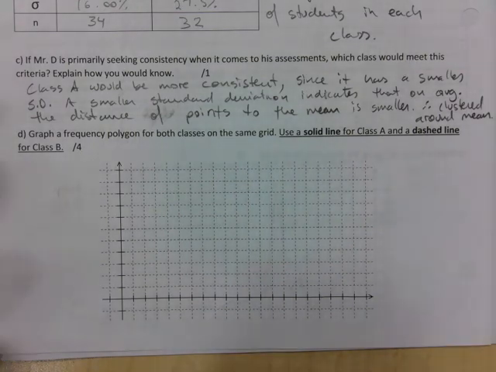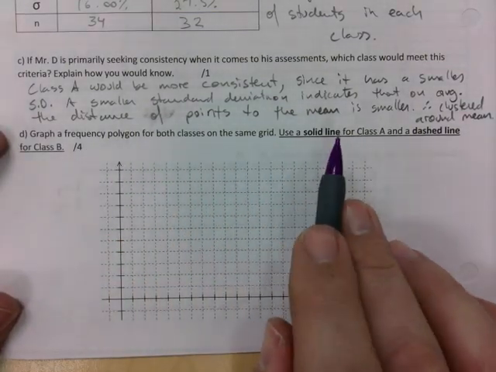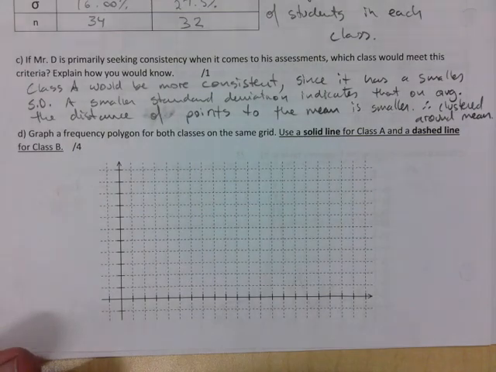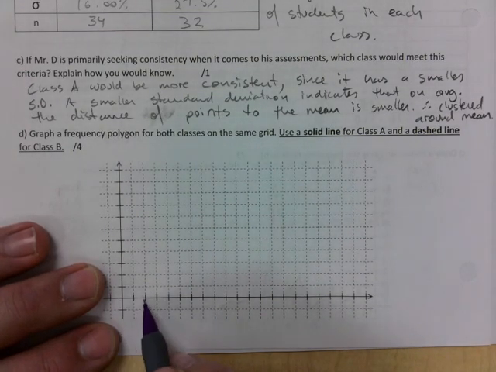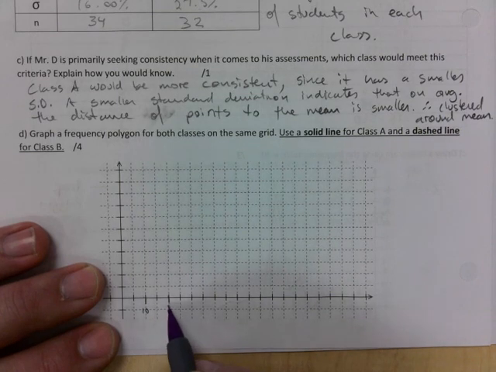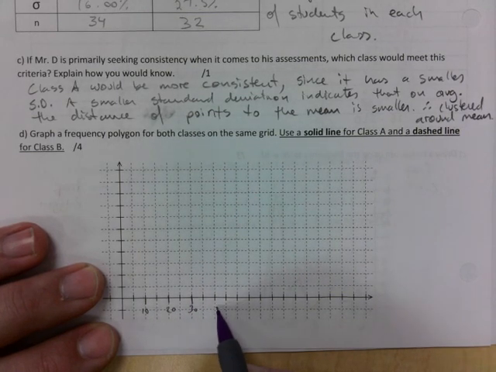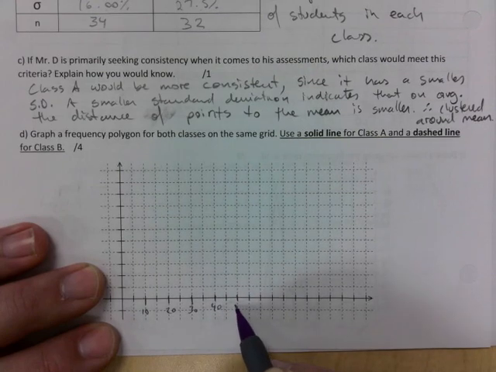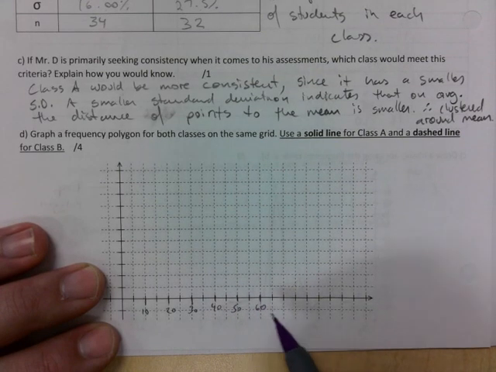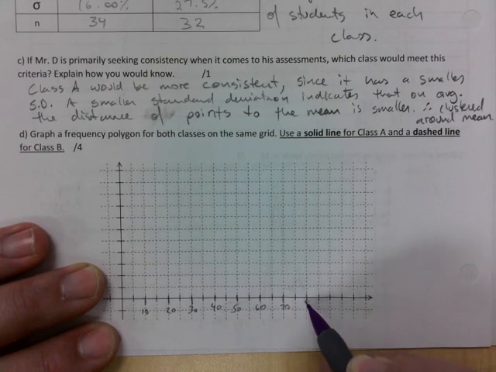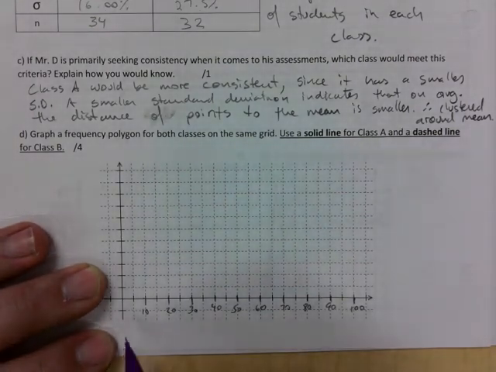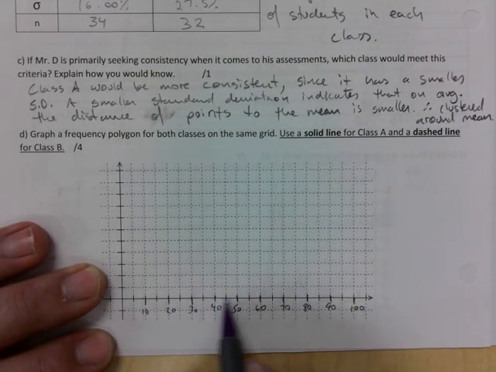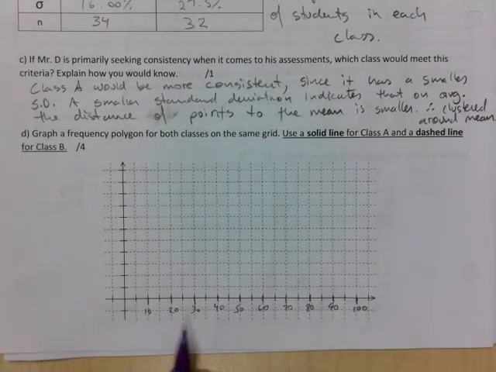Okay, now we're going to graph our frequency polygon for both classes. You use a solid line for A, dashed for B, so you can go ahead and do that. I'm going to go 0 to 10, 20, 30, 40, 50, 60, 70, 80, 90, 100. Okay, I went up by 10. I don't need a zipper because I'm consistently going up by 10. I started at 0, right?